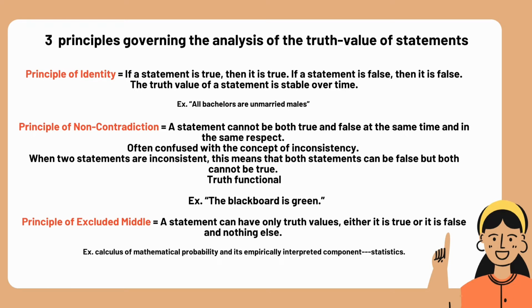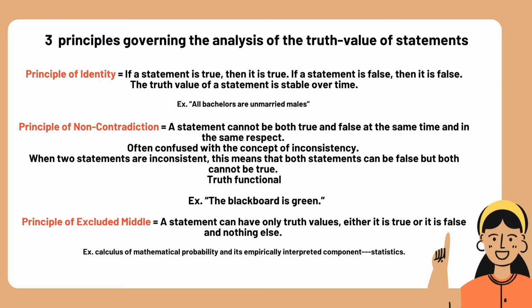E di kunwari yung blackboard sa harap mo, color green. Ibig sabihin, fact yung statement na the blackboard is green. Pero false yung statement na the blackboard is white. Tapos kunwari naman yung blackboard sa harap mo, black yung kulay, edi parehas yung sinasabing statement na false. In short, when two statements are inconsistent, this means that both statements can be false but both cannot be true. But when two statements are contradictory, one is false and the other must be true, and vice versa. Tawag ng mga logicians sa relationship na yan is truth functional.